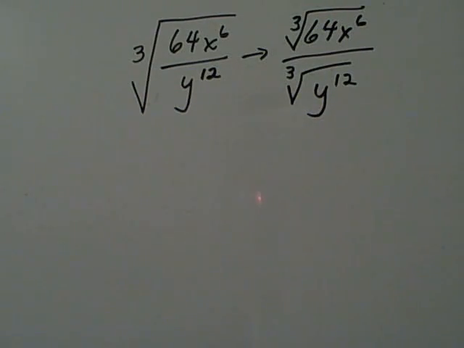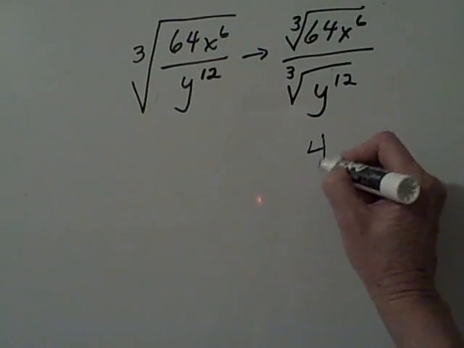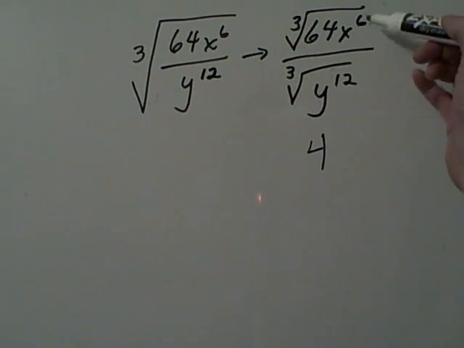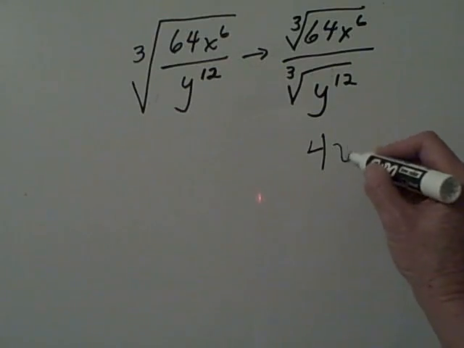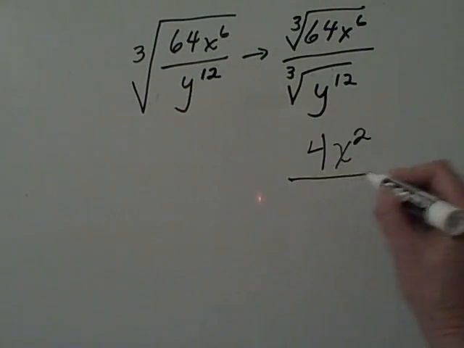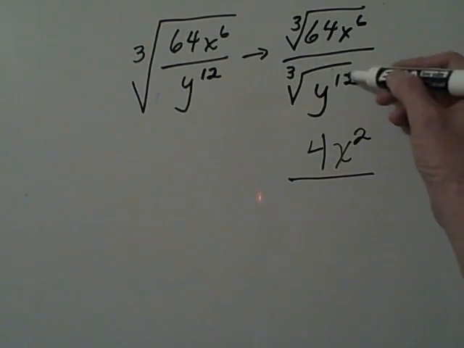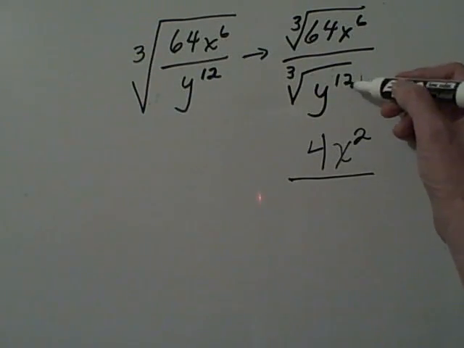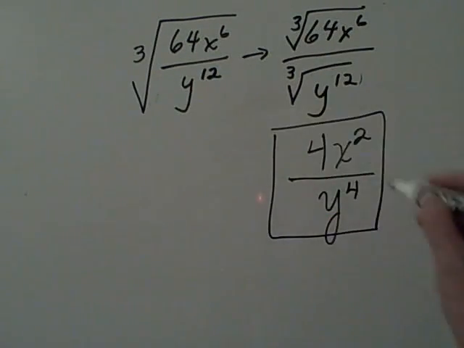As we talked about earlier, the cubic root of 64 is simply 4. And then remember, we're asking ourselves, how many groups of 3 do we have of x's? We got 6, so we have 2 groups of 3, which gives us x squared. In the denominator, we ask ourselves, how many groups of 3 do we have in 12? That's 4, giving us y to the 4th. There is our simplified version of the original cubic root.